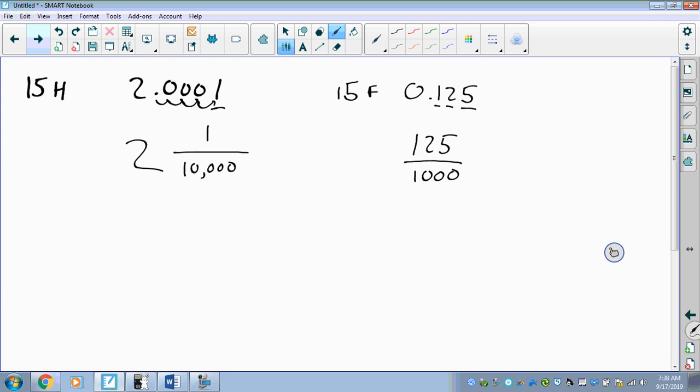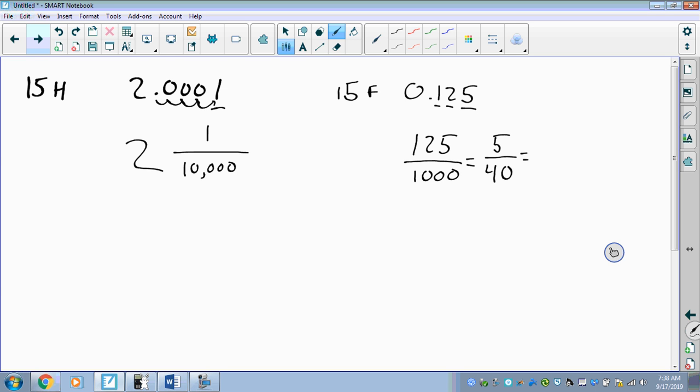So this one needs to be reduced. The last one didn't, but this one does. You can pick whatever number you want. I would say 25 is probably your best bet, but if you want, you can use something smaller. Start with fives or something like that. So 25 goes into 125 5 times, and 25 goes into 1,000 40 times.